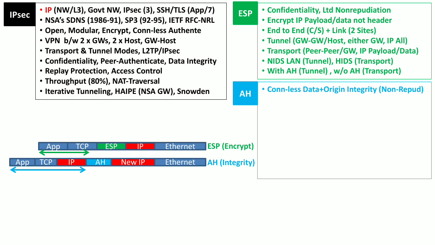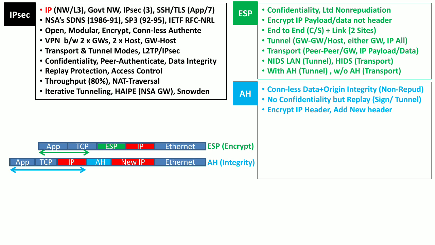Now authentication header provides connectionless data and origin integrity, and we can also say that both data integrity and source integrity combine into non-repudiation, in which the sender of the packet cannot deny that he has sent this packet. So it does not provide confidentiality, but it provides replay protection, and it also tunnels the data, and it provides signing services to the data.